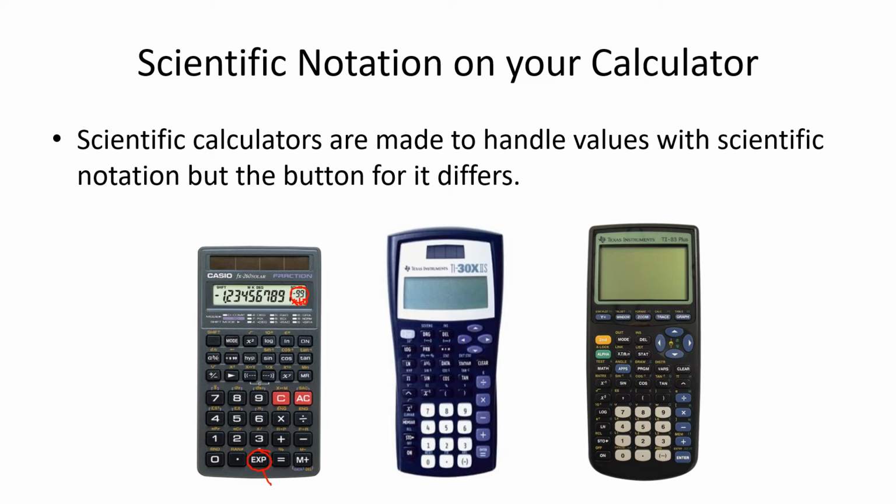This one, sometimes it's a second function. Look for like two capital E's, EE. So you might have to use second function and get the EE. That's not quite as easy as the first one.